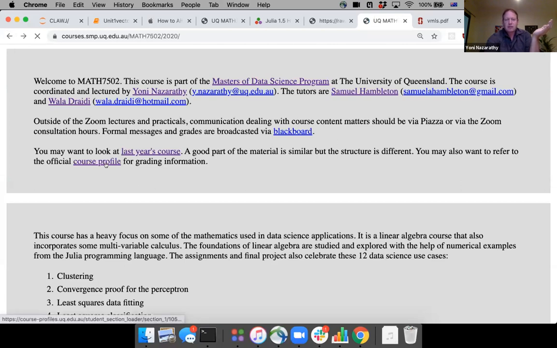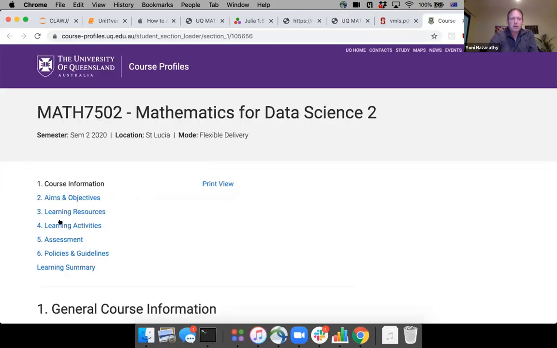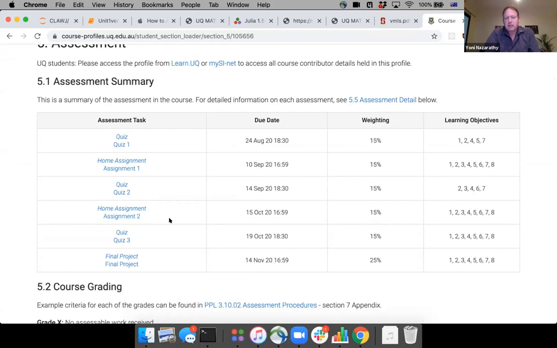The course profile, let's see if this is down. Of course, course profile is important. No, that seems to be up. So that's the contract, whether you're in flexible delivery or external delivery. That's a contract between you and the University of Queensland in the course. It says, you do this course, you get these grades. And how do these grades work? So you go to assessment. And these are the assessment items for the course.